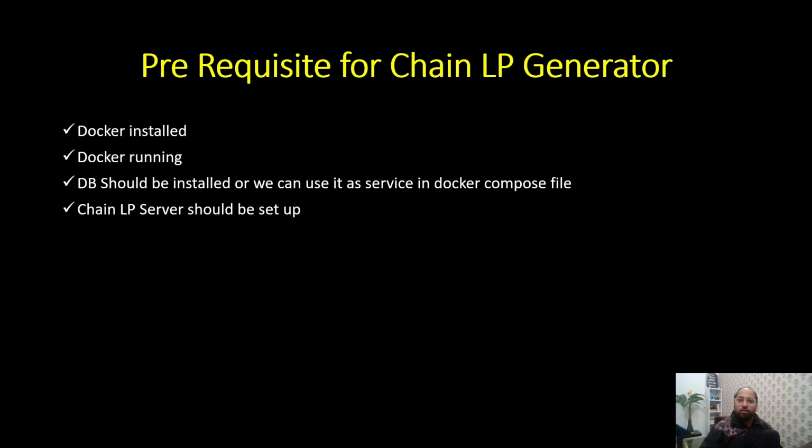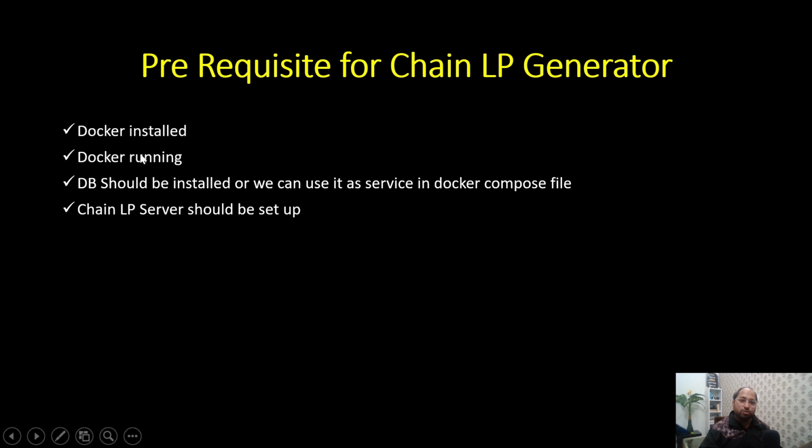Now, in order to create the server, meaning in order to use ChainLP, first of all, Docker should be installed, because we need to create a container of this in order to set up the server, right? After Docker installation, Docker should be running and the DB should be installed, or we can use it as a service in the Docker compose file. Using the database as a service in the compose file is not recommended, because if that container is killed, then at that time it would be challenging to recover things and we will lose all the data, right? Now the ChainLP server should be set up, right?